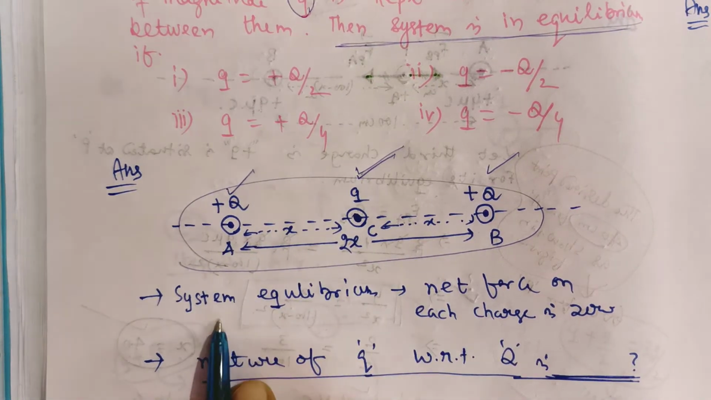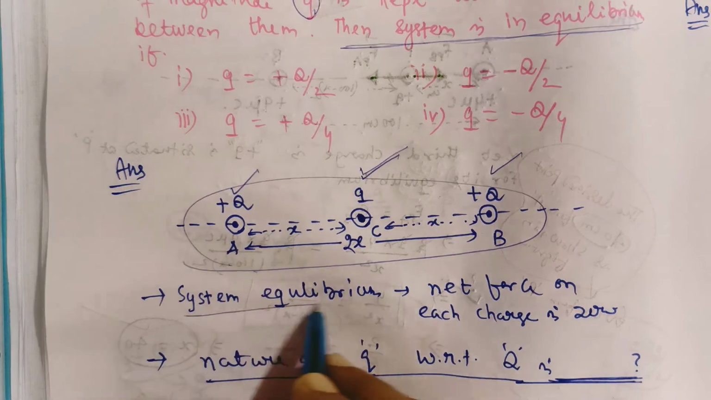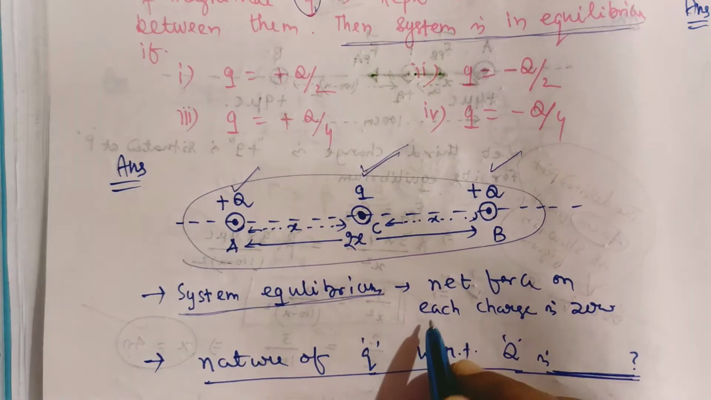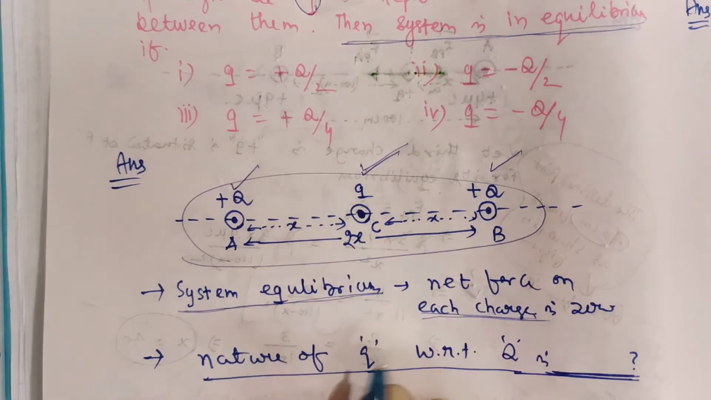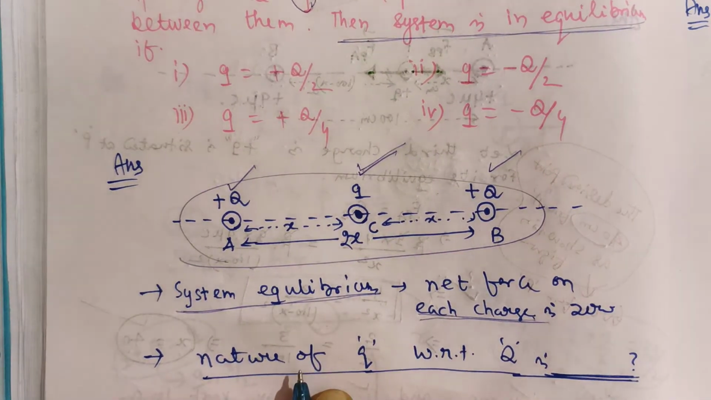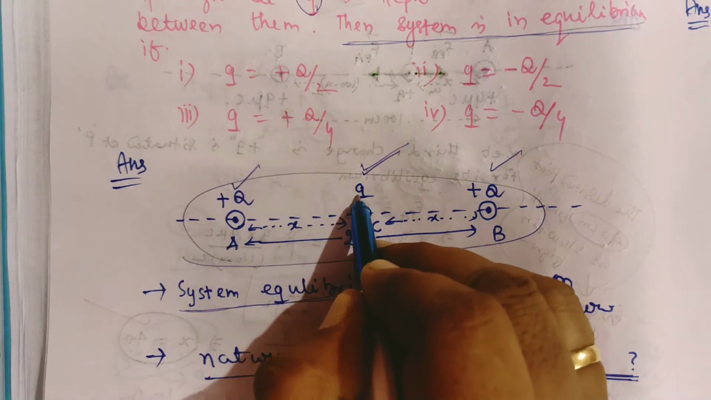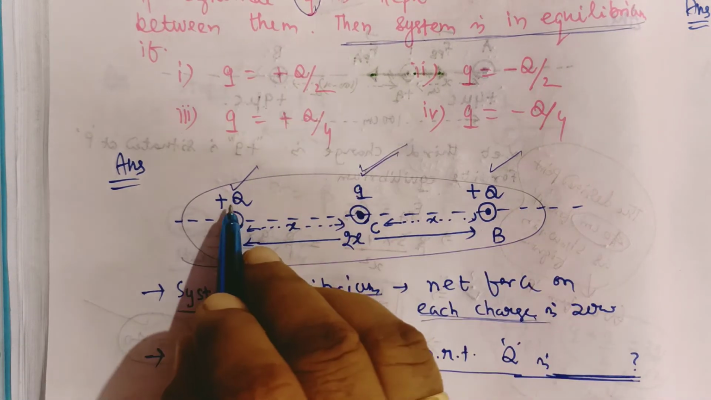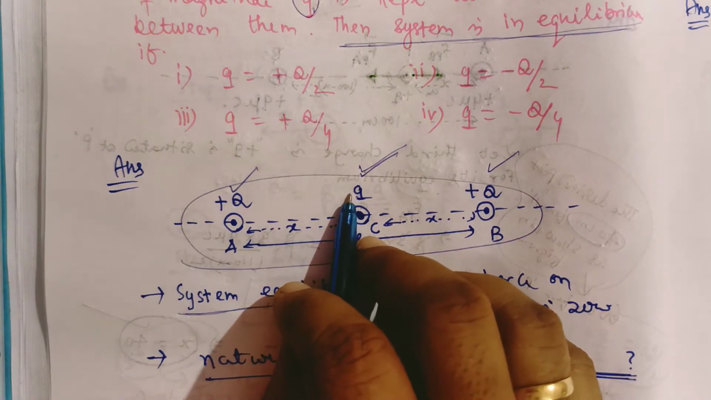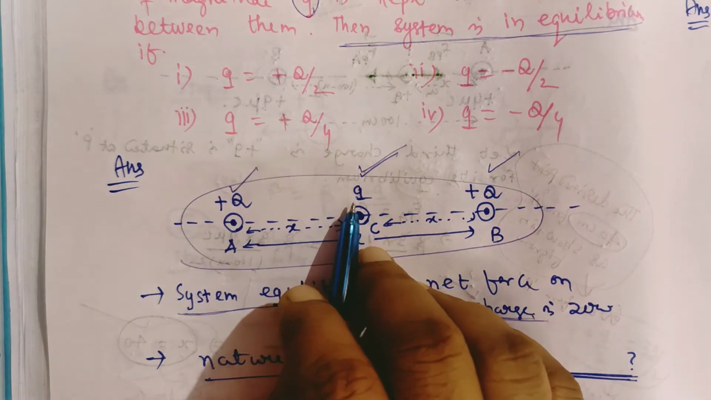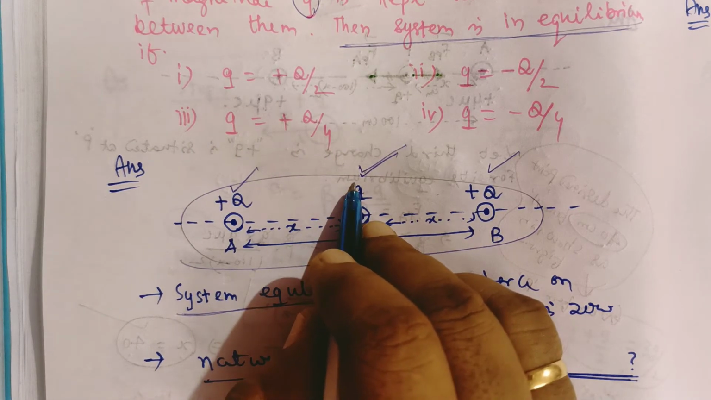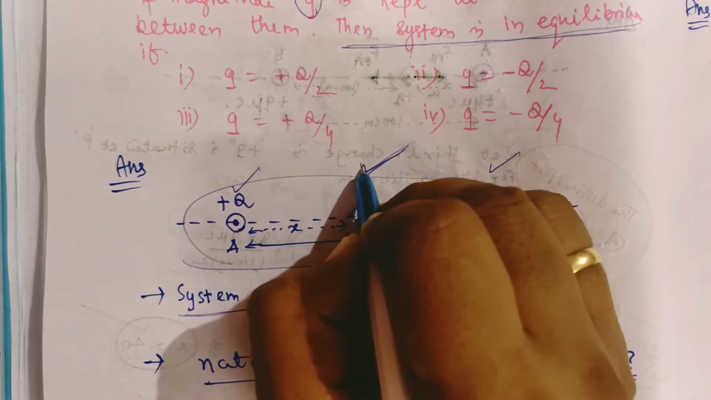First we have to clear what is the meaning of system equilibrium. System equilibrium means net force on each charge is 0. We have to check that the net force on each charge is 0. Then we have to proceed to the nature of the small q with respect to this charge and this charge, whether it is plus q or minus q. First we will check whether it is in equilibrium or not.